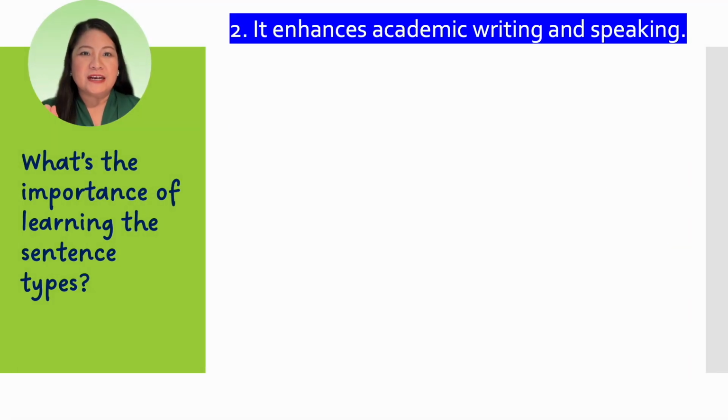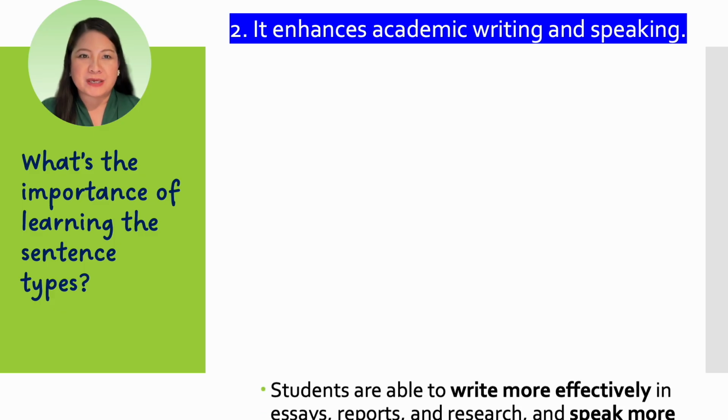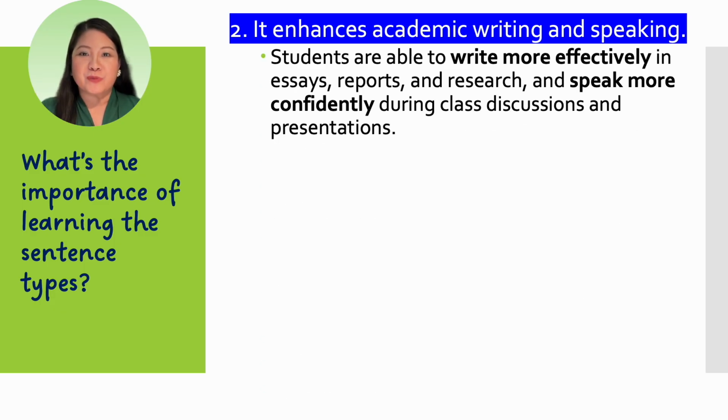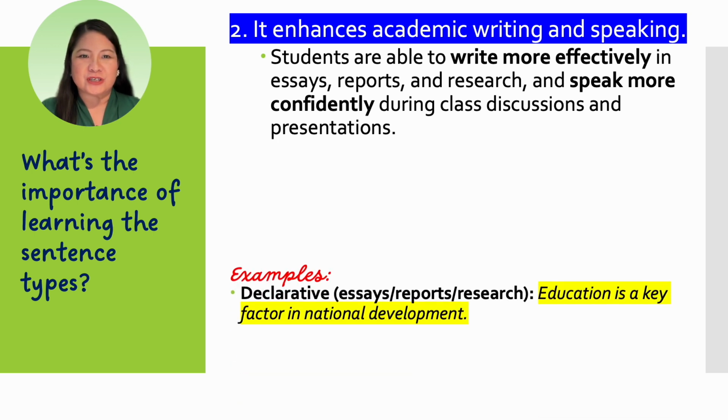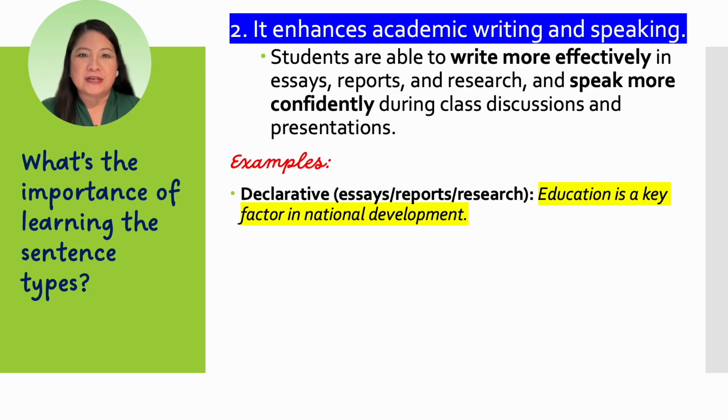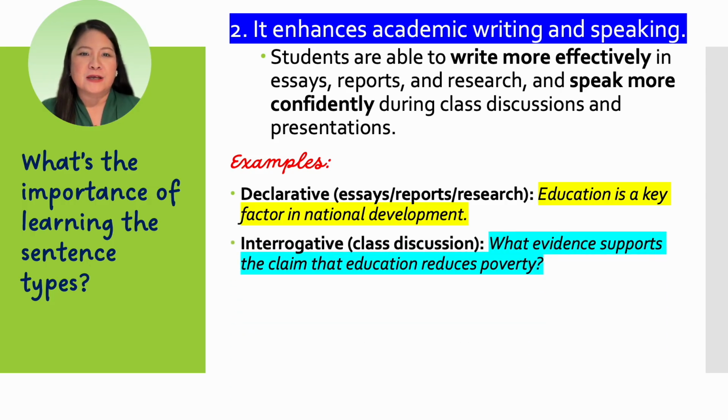Number two, it enhances academic writing and speaking. Students are able to write more effectively in essays, reports, and research, and speak more confidently during class discussions and presentations. Examples. For declarative in essays, reports, research: Education is a key factor in national development. For class discussions, in order for the rest of the members of the class to share answers, it has to be in the interrogative form: What evidence supports the claim that education reduces poverty?